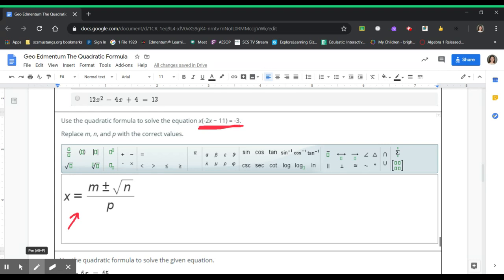So first thing I'm going to need to do is to simplify this left side. I can distribute that x and get negative 2x squared, and then x times a negative 11 is a minus 11x, which is going to be equal to a negative 3. In order for it to be a quadratic equation, everything has to be set equal to 0. So if I add that 3 to both sides, we're going to end up with negative 2x squared minus 11x plus 3 is equal to 0. So there's our quadratic equation.